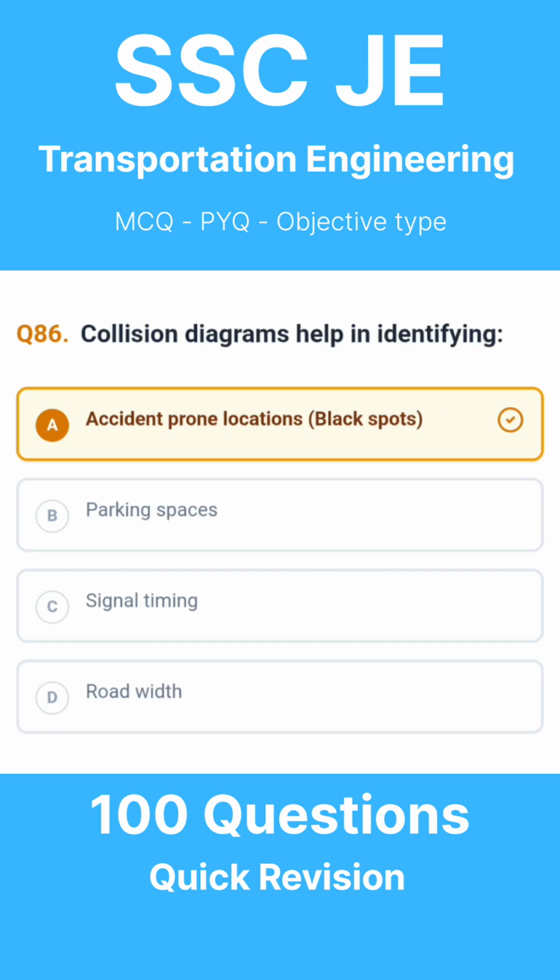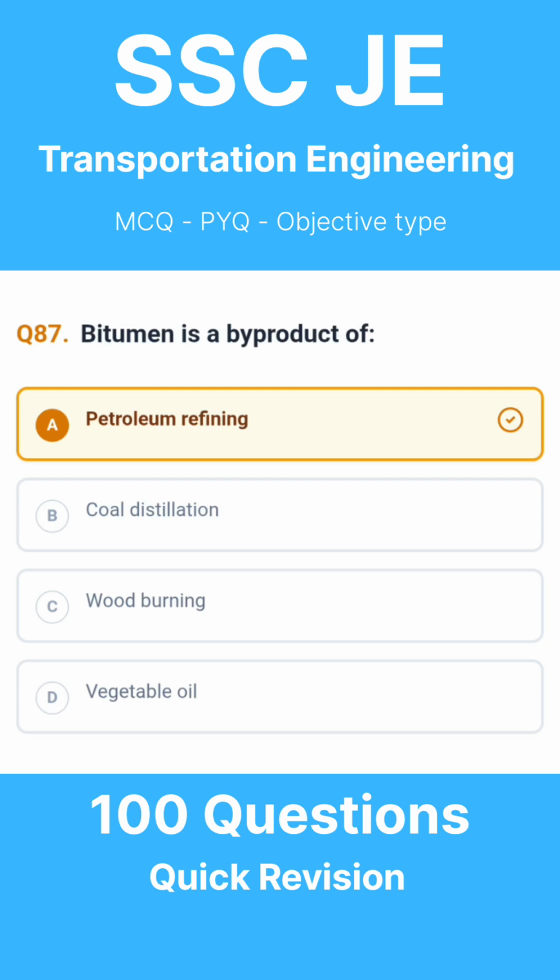Question 86. Collision diagrams help in identifying. The correct answer is accident-prone locations, black spots. Question 87. Bitumen is a byproduct of. The correct answer is petroleum refining.